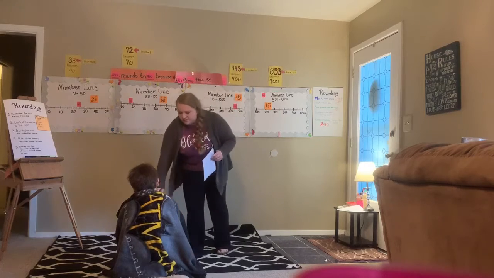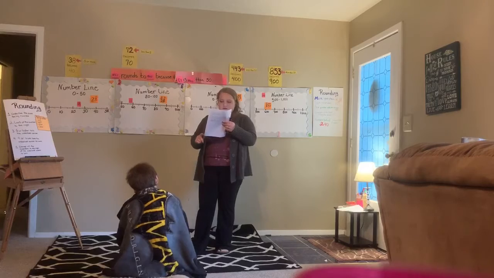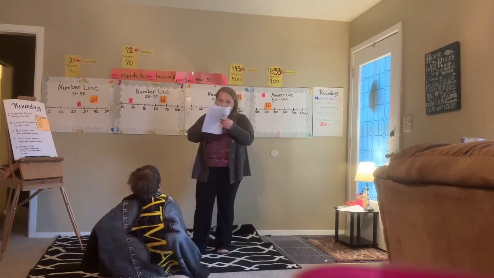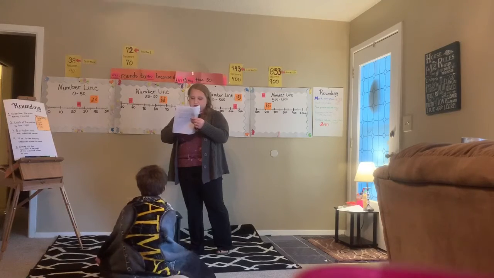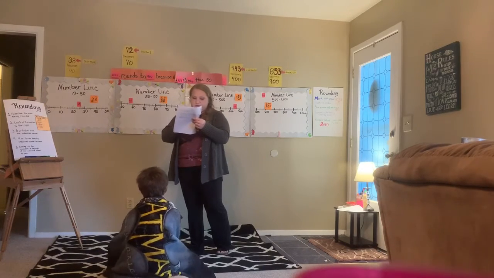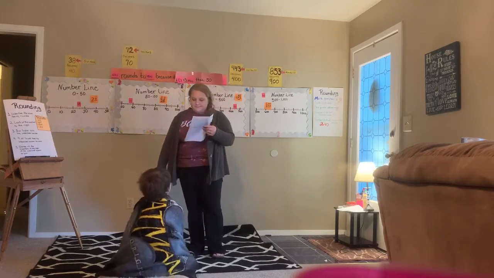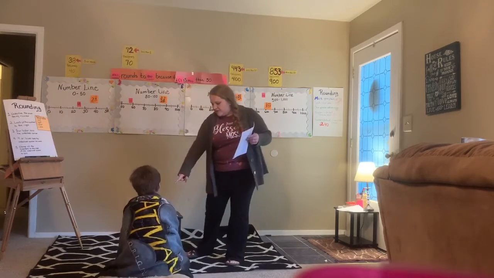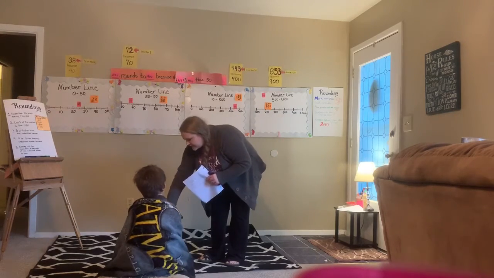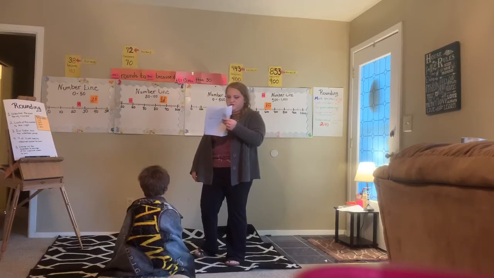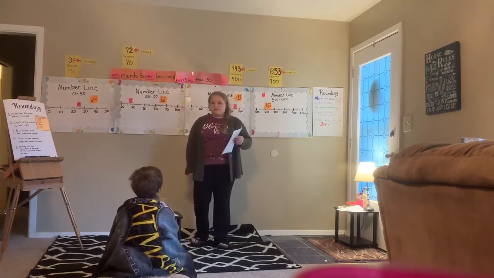Okay, let's move over to the next section right here for the 100s. It says fill in the number marked by the arrow. Draw an arrow to show where the nearest 100 is. Remember, if the number is in the middle, it rounds up to the next 100. So what is that number? 210.